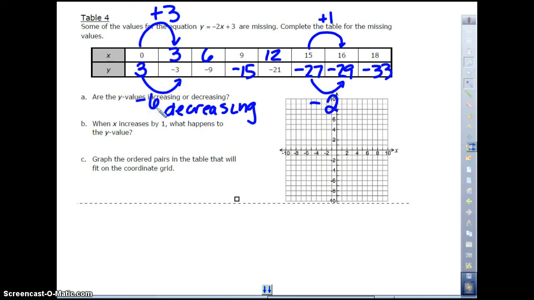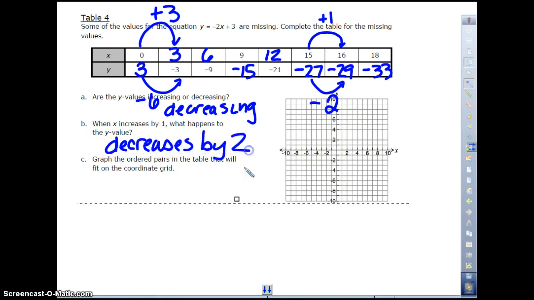6. Okay, does that follow the pattern? If I increased by 3, I decreased by 6. So if I increased by 1 instead, I should be decreasing by what? Yeah, divide that by 3, divide that by 3, it all works out. So when x increases by 1, what's happening with your y value? It decreases by 2.